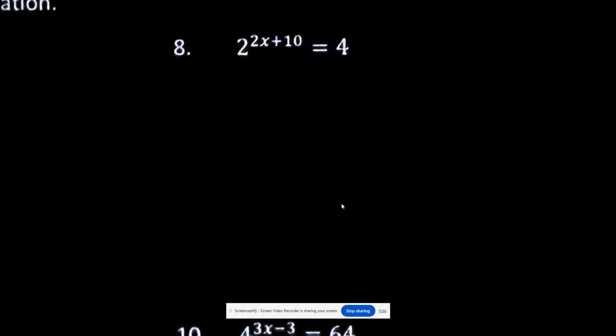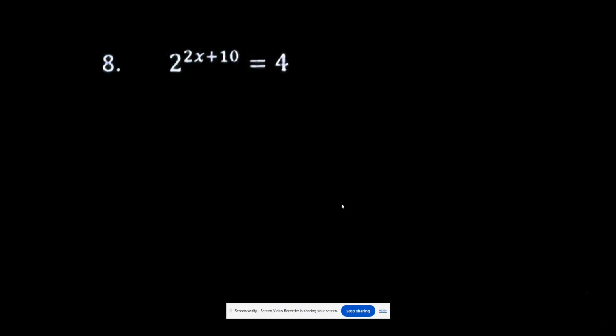Number 8. A little harder because, look, they're definitely not the same base, right? This one has a base of 2. This one has a base of 4. So we're trying to make those the same base. Like we talked about yesterday, I'm going to try to make that bigger one, 4, have the same base as 2. Can I? Let's see. 2 times 2 is 4. There it is. So I can change 4 to 2 squared. Now remember, on the other side, I don't need to do anything with it. It's already 2.